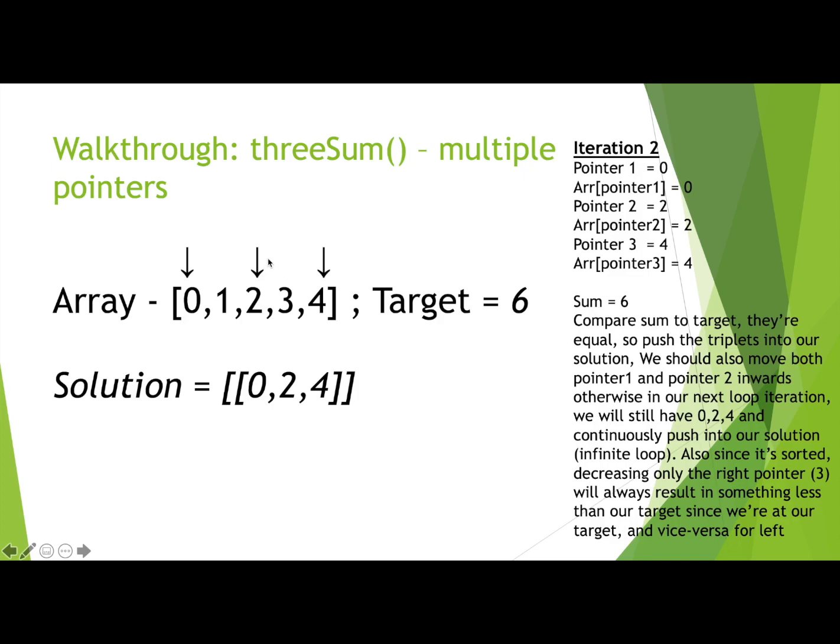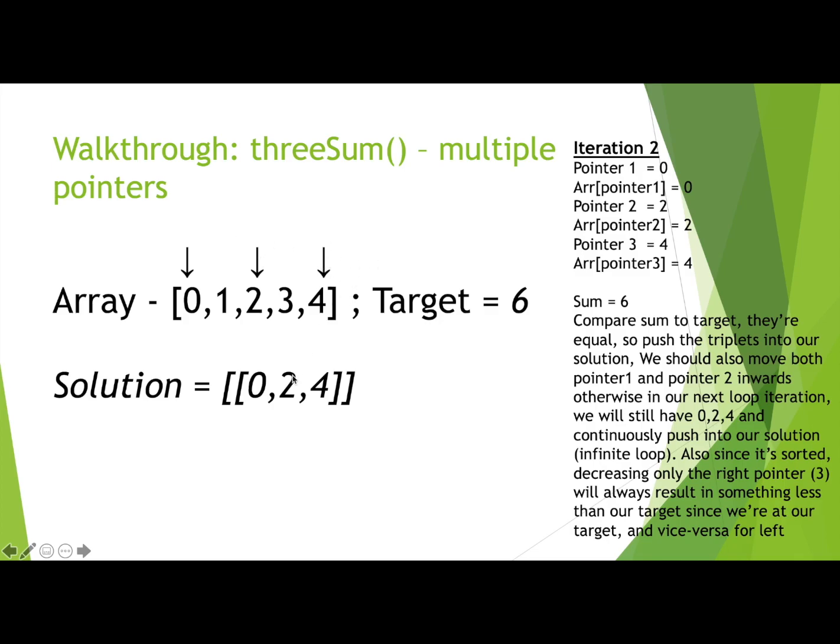So in the scenario where we push, we want to increment this pointer and decrement this pointer. The reason being that since we hit our target 6, we can't only move this pointer to the right, because any number to the right of 2 will be larger than 2. Since we're at our target, if we only move our left pointer to the right, we're always going to have a sum larger than our target. And vice versa, if we only move our rightmost pointer to the left, we'll always have a sum less than our target because of the way the array is sorted.